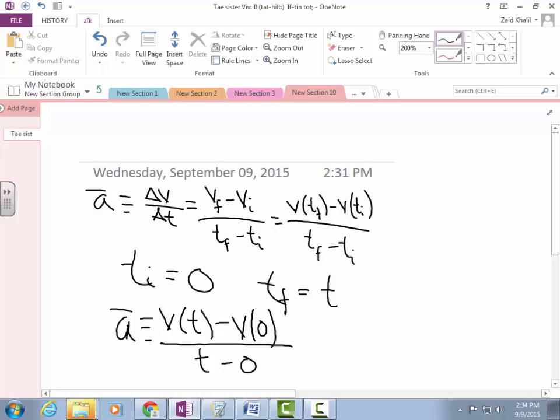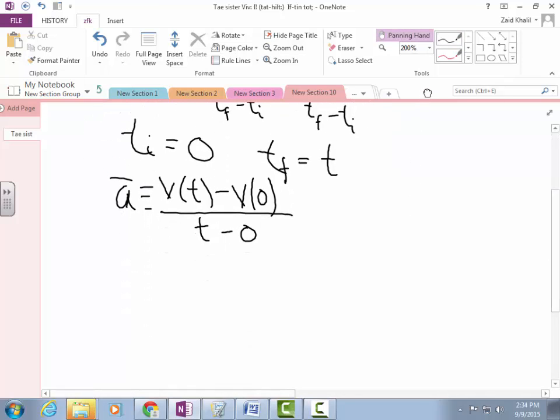So, yet again, the first type of accelerated motion we're going to analyze is uniform accelerated motion. Uniform accelerated motion means the acceleration is, meaning the same, constant.